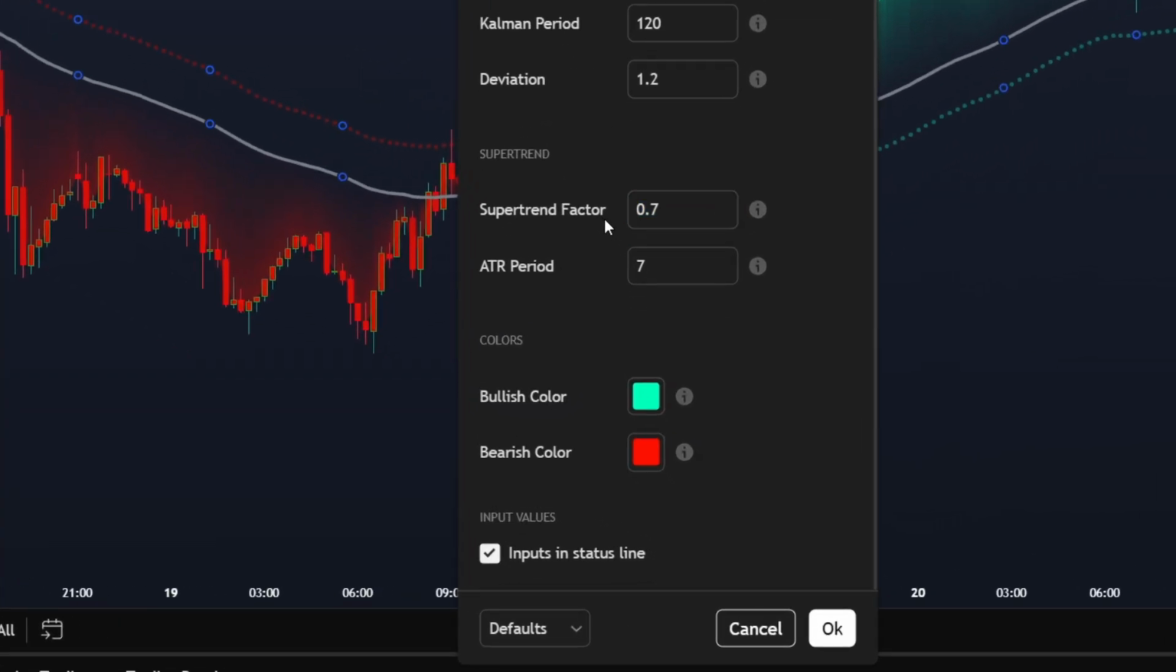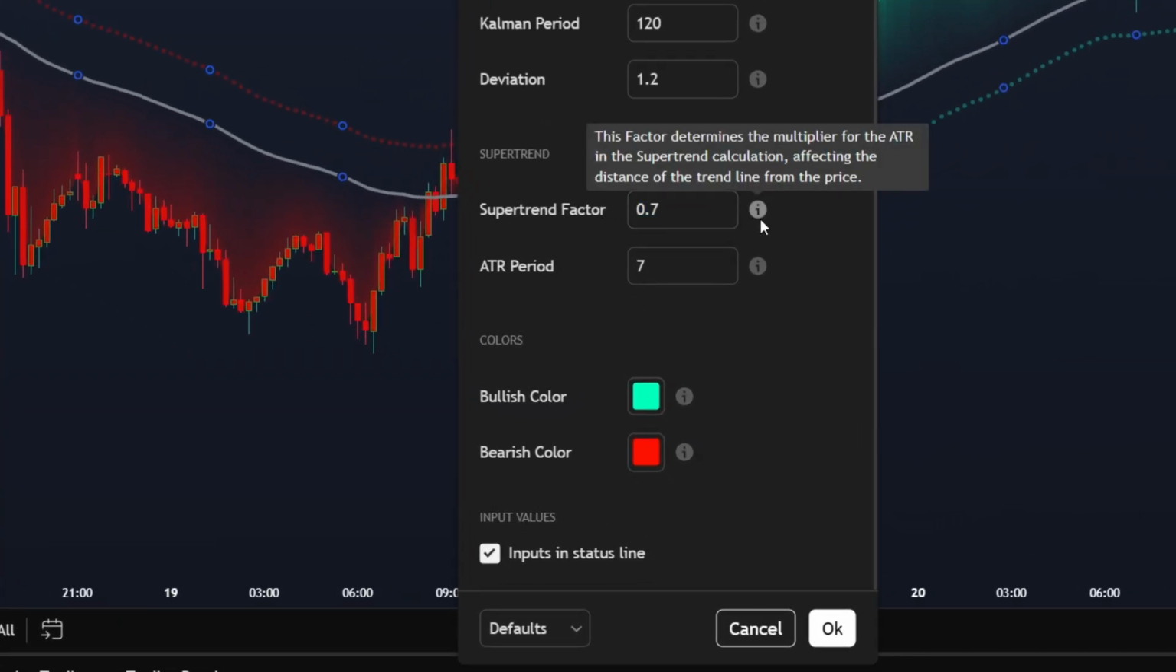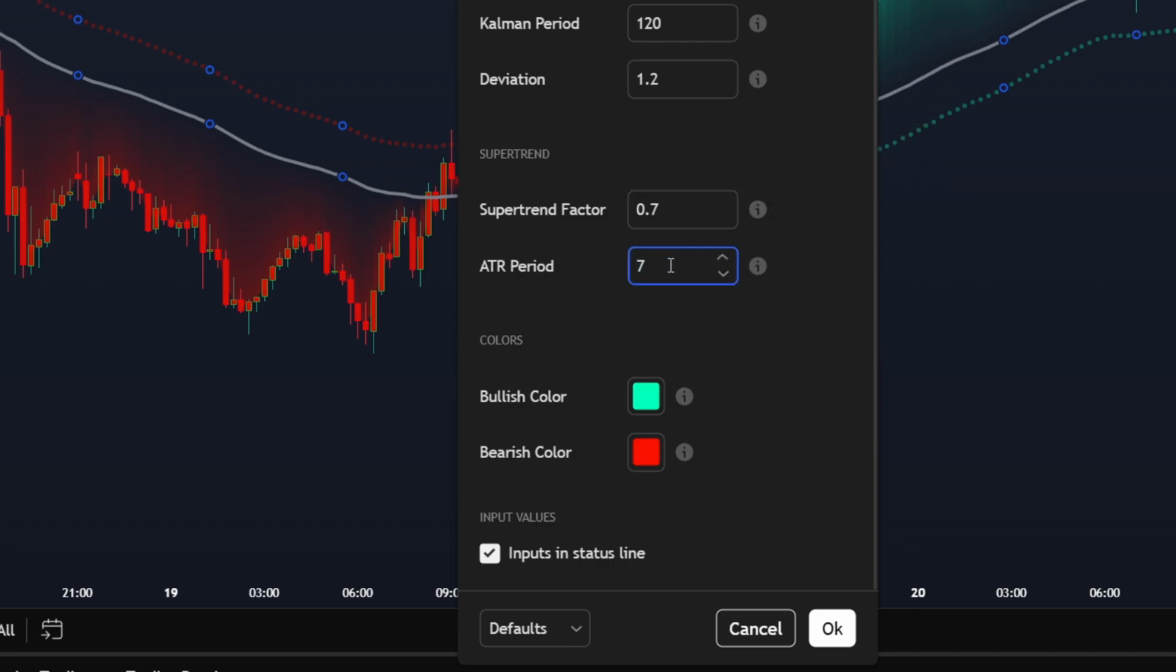Next comes the Supertrend section. The Supertrend factor is set to 7, and the ATR period is also at 7. If you've used Supertrend before, you already know this controls how far the signal line is placed from price, based on volatility. Lower values here will make it more sensitive, while higher ones give you smoother, less reactive behavior.